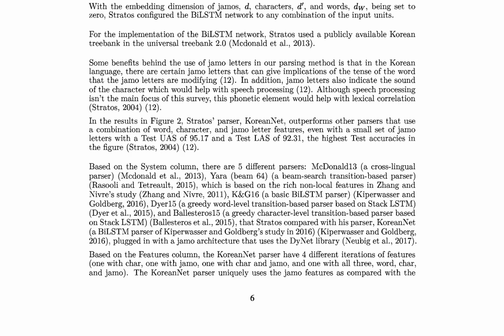The parser uses 4 different iterations of features, including one with char, one with JMO, one with char and JMO, and one with all 3: word, char, and JMO. Notably, Korean Net uniquely utilizes JMO features compared to other parsers.